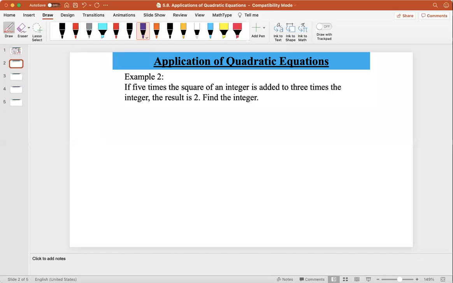If 5 times the square of an integer is added to 3 times the integer, the result is 2. Find the integer. How many integers are we going to find? It only says find the integer, so there's only one. Right? There's only one integer that we're looking for here. So using our steps, let x be the integer.